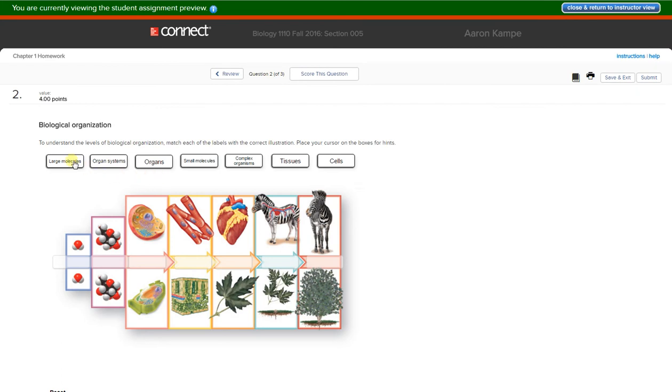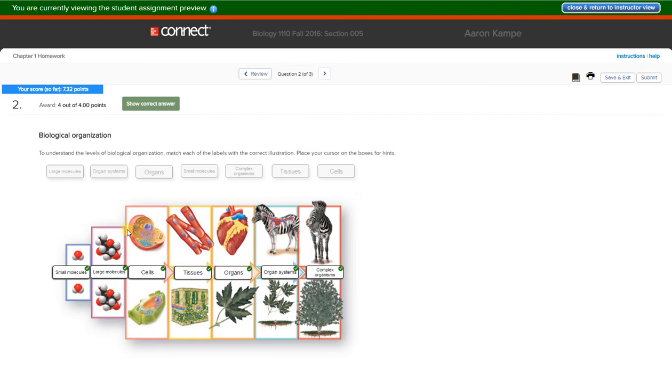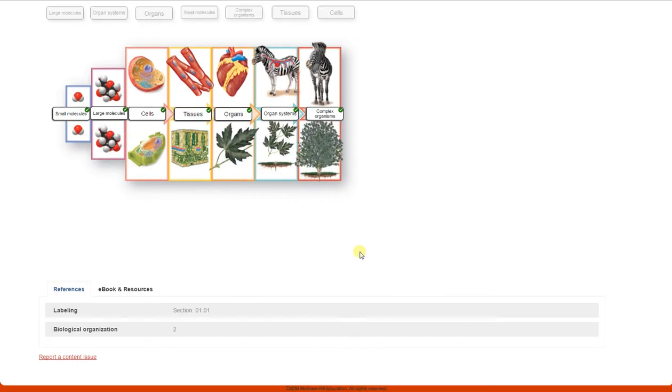So just to show you, really simple and straightforward, right here we're looking at biological organization that starts off with things like small molecules, right? Progresses to large molecules, and then we have cells, and then we have tissues, and then organs, and then entire organ systems, and then of course those form complex organisms. You can score this question afterwards, and it will show you how well you did here. You got 4 out of 4 total possible points, just as a random example.